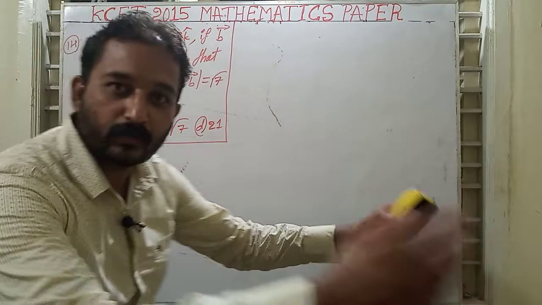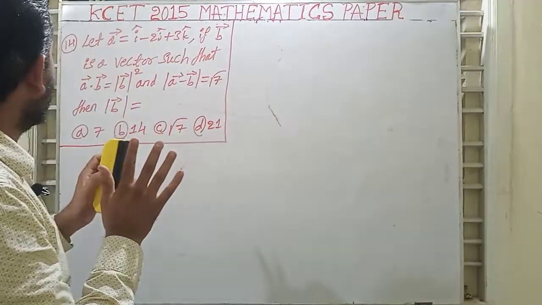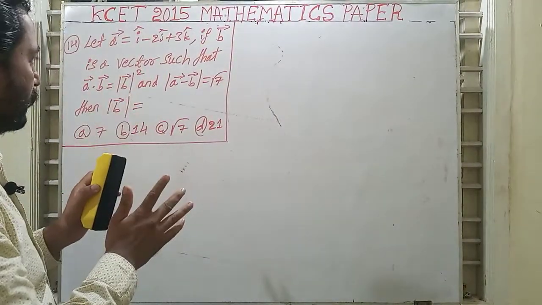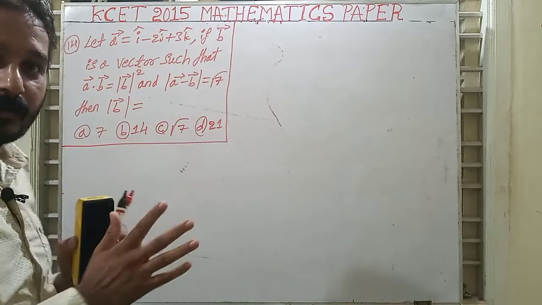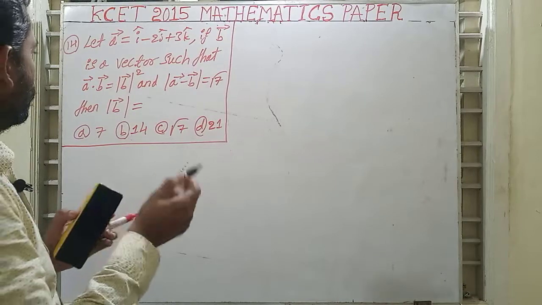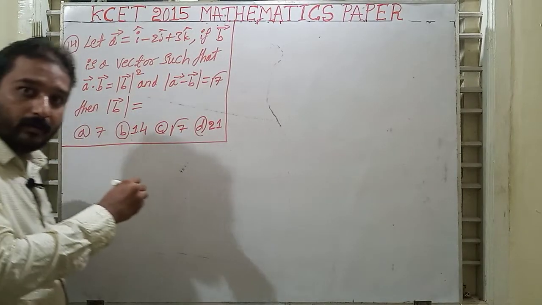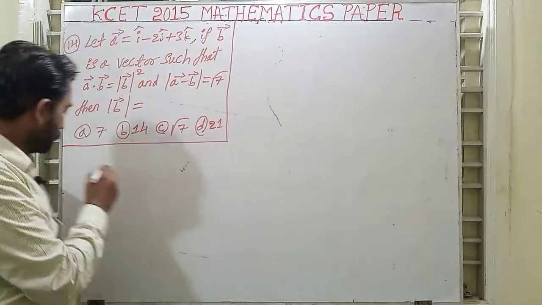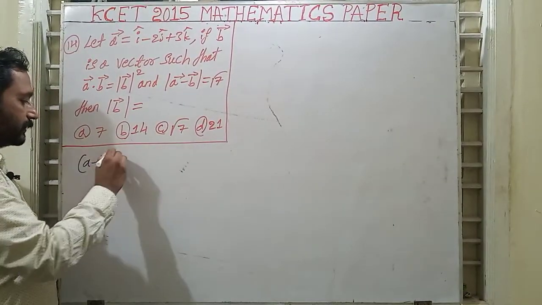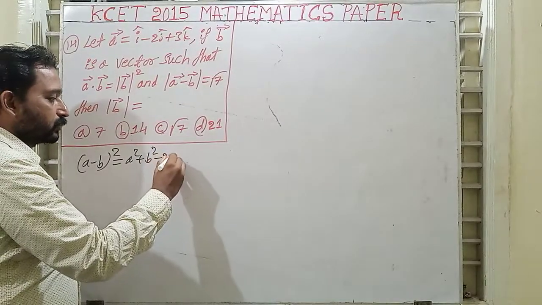So now let us move on to the next question, question number 14. Okay, so this problem is based on the chapter vector once again, particularly dot product. And also we use one formula in this case, (a minus b) whole square. So we know that for real numbers, (a minus b) whole square is what? In real numbers, (a minus b) whole square is equal to a square plus b square minus 2ab.